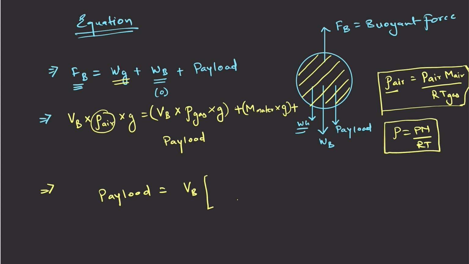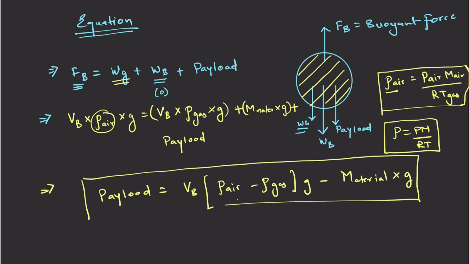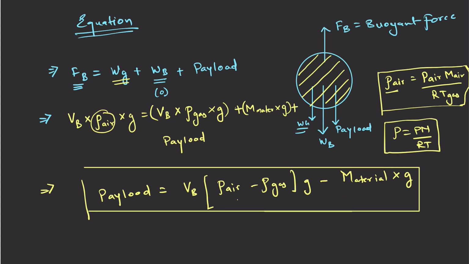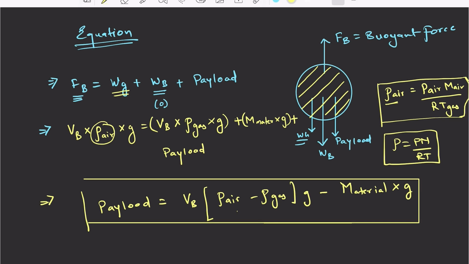Alright, now the final equation will become rho of air minus rho of gas into G, minus mass of the material into G. This is the final equation of payload for solving any numerical problem. Okay, now let's look at a question. All right, now let's solve this one question.